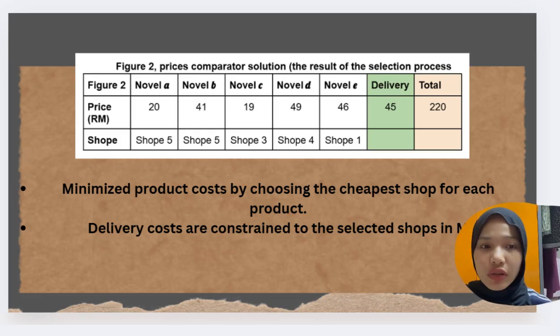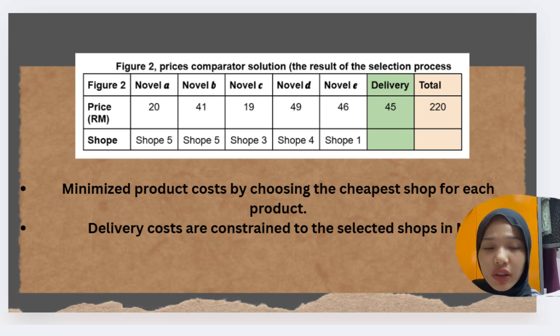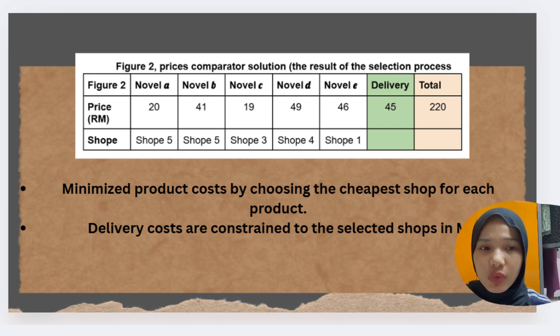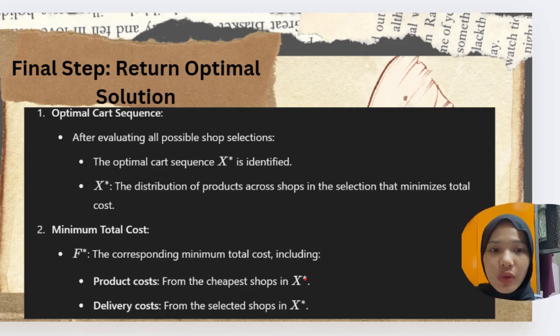Figure 2. Price comparator solution. This is the result of the selection process we did in step number 2. Here we try to minimize product cost by choosing the cheapest shop for each product. Delivery costs are constrained to the selected products in M. Final step, return optimal solution.